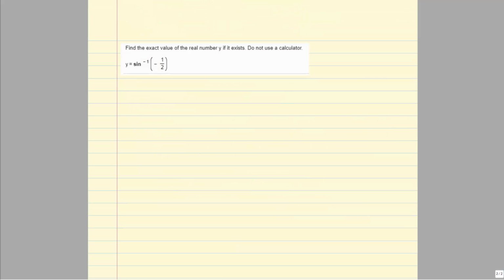So for this first question I pulled in, this says find the exact value of the real number y if it exists. It says do not use a calculator. I would say do not use a calculator to do the work, but use it to check.